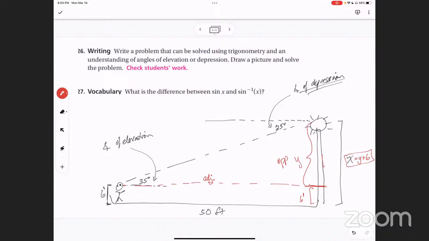Cosine. Nope. Oh, okay. It's SOH CAH TOA. You see the OA, opposite adjacent, that's your tangent. Okay. Do you get it? Yes. So tell me what the tangent of 35 equals.